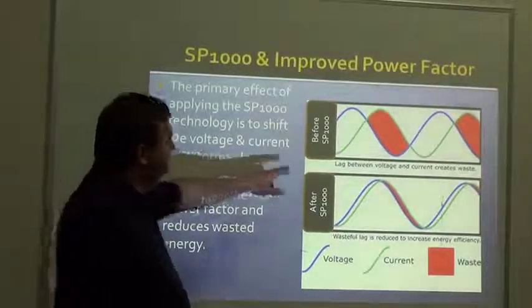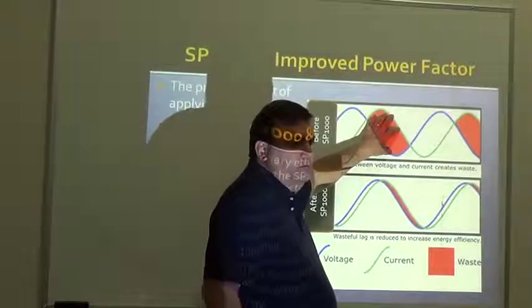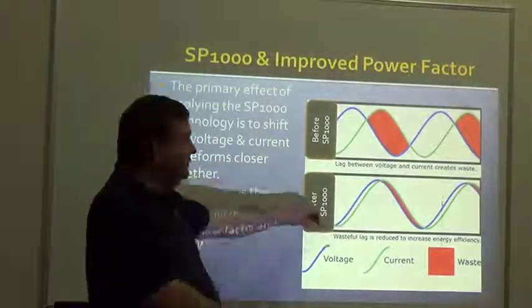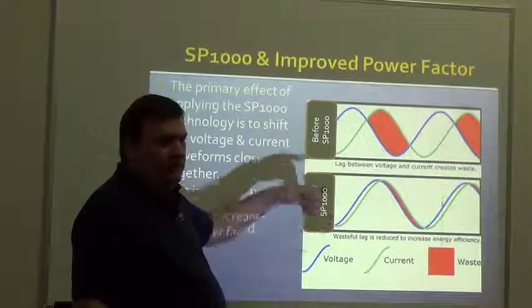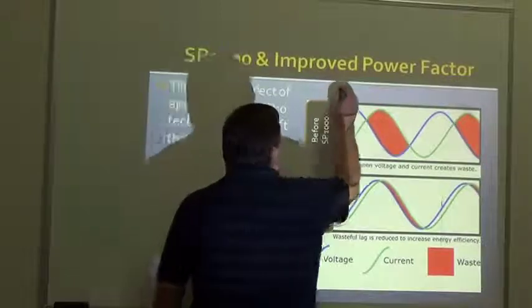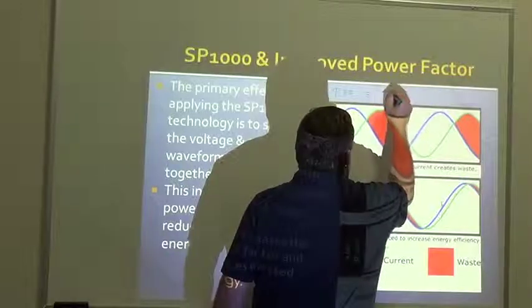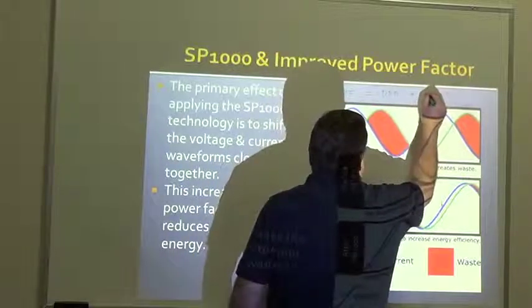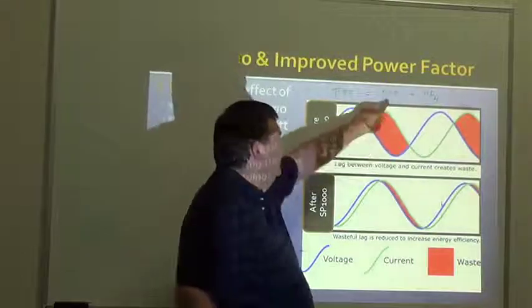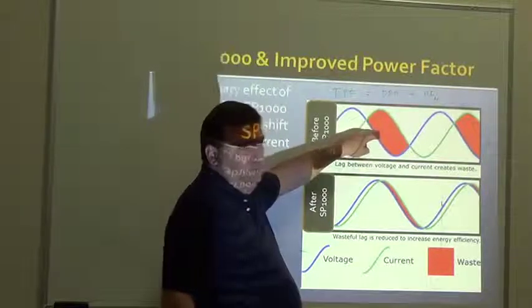Before the SP1000, the fact that the voltages and the currents don't line up is our wasted power. The SP1000 allows us to get the voltages and currents closer together, so we're reducing the harmonics and the shift. Really, the power factor is calculated two ways. There are two types of power factor. The true power factor is the displacement power factor plus the power factor from the harmonics. If I move the waveforms apart, this number goes down. That's what you see here.